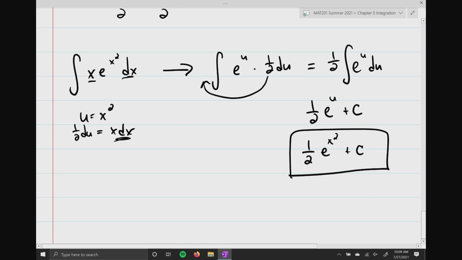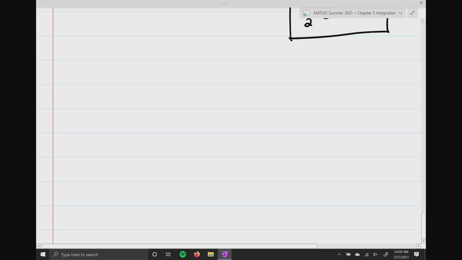So I'm going to do a couple more here, and they're not intense. They look intense, but they're really not. And then what I'm going to do is show you a couple definite integrals using U substitution. Okay, and like I said, it's very easy. It's the same technique. You got nothing to worry about. So here we go. Here's another one.